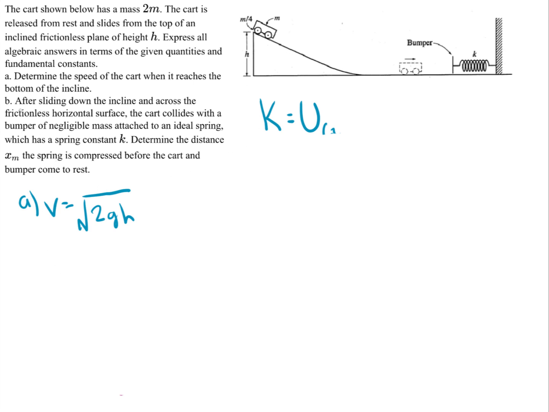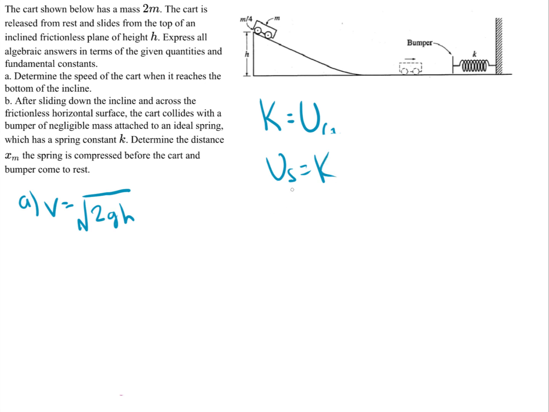Now B says, after sliding down the incline and across the frictionless horizontal surface, the cart collides with a bumper of negligible mass attached to an ideal spring, which has a spring constant k. Determine the distance xm, or the displacement of the mass. The spring is compressed before the cart and bumper come to a rest. So again, this is assuming that we have no energy losses throughout this entire process to heat or sound or any other form of energy. So again, our energy will be conserved, and all of that kinetic energy will be transferred into spring potential energy.